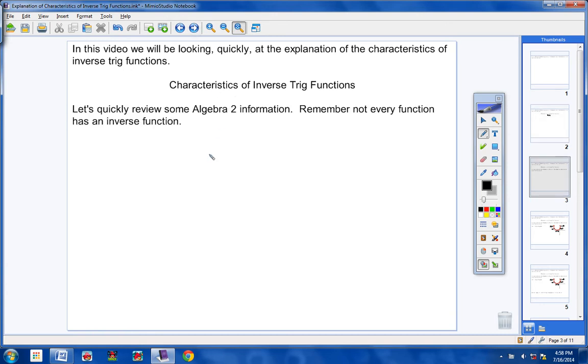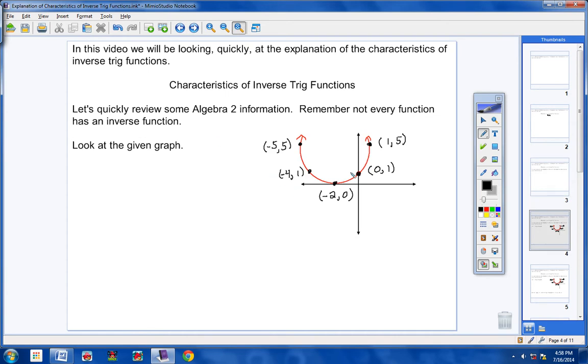Alright, let's continue on. Let's quickly review some Algebra 2 information. Please remember, you should have learned this from Algebra 2, not every function has an inverse function. Now if you want to take notes on what I'm about ready to show you right now, you're welcome to do that, but you don't have to. I just want to very quickly refresh your memory and show you what I'm talking about, okay?